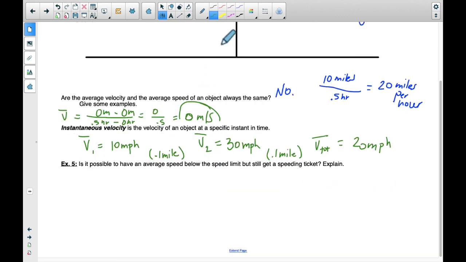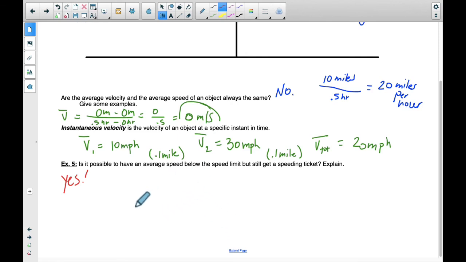And so we can continue to talk about that with this concept. Is it possible to have an average speed below the speed limit, but still get a speeding ticket? Explain. All right, what do you think? Yes, of course, and you've probably done this before. Well, hopefully you haven't gotten a ticket before, but you've probably been over the speed limit, or even under the speed limit. All right, let's talk about it.